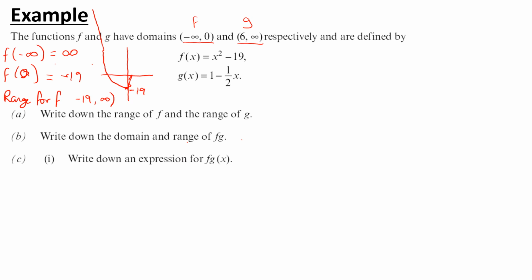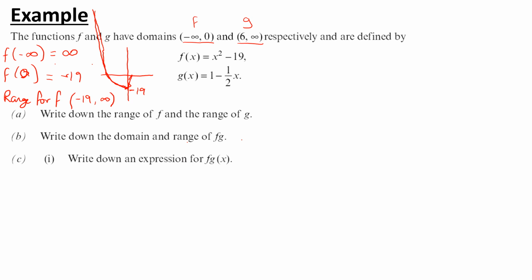So as I'm coming along this graph from left to right, I'm getting closer and closer and closer to 0 along the x-axis, but I never quite hit it, which means that I never quite hit that minus 19 on the y-axis. So I'm going to put a curved bracket on the minus 19. So there's my answer for the range of f.